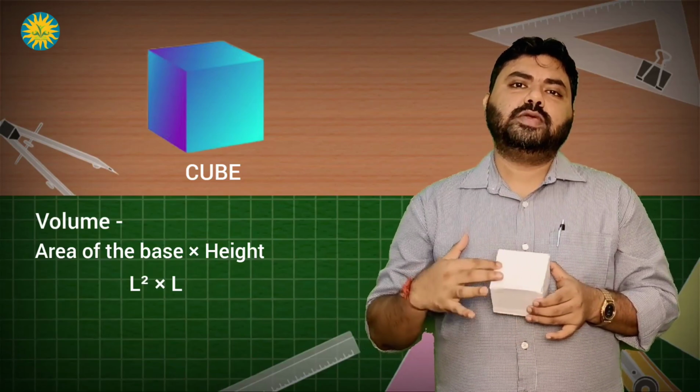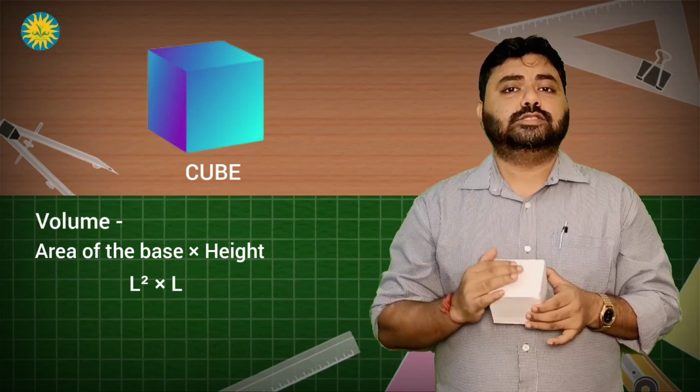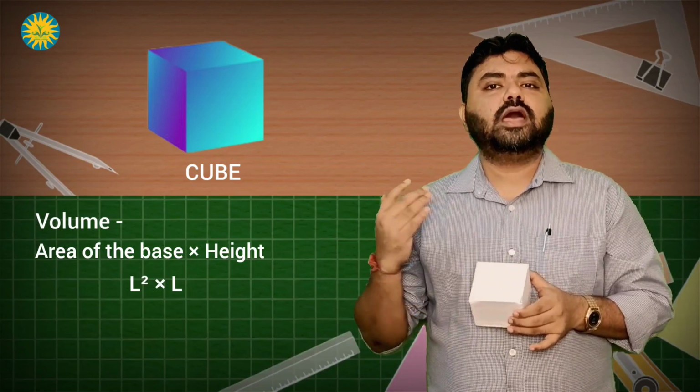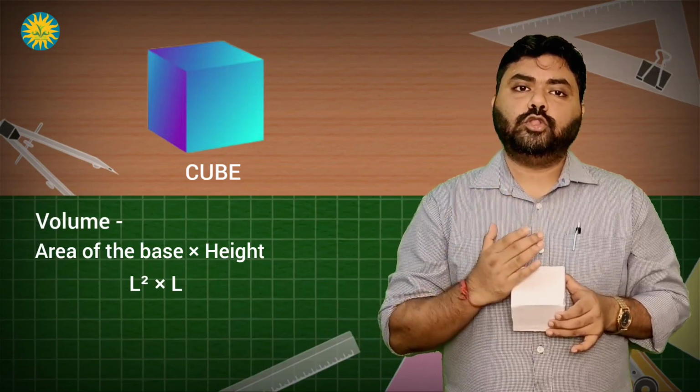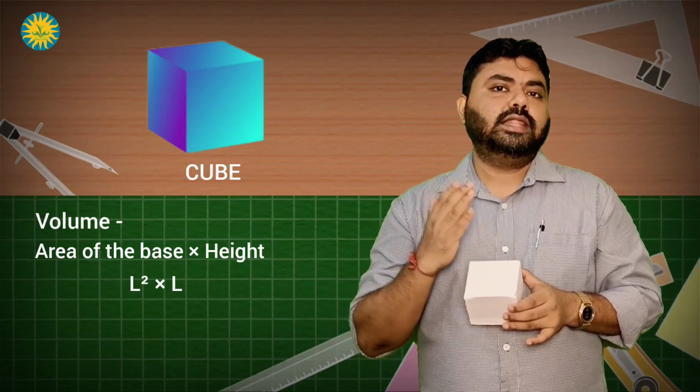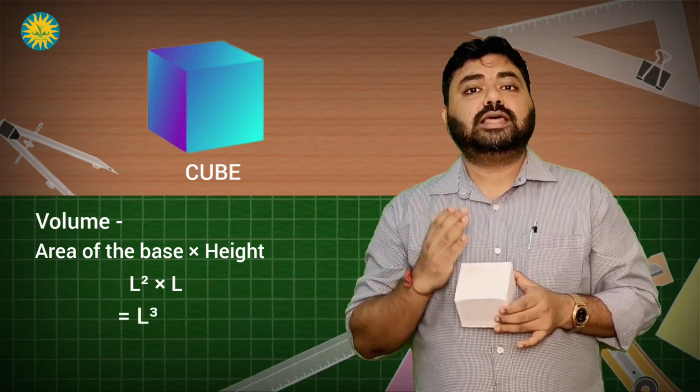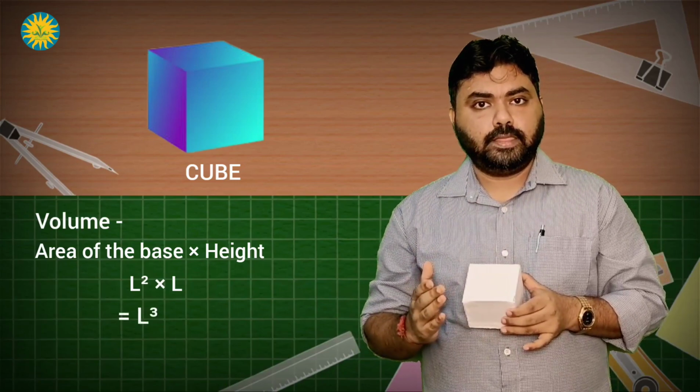Therefore, the area of the base will be L into L, that is L square, multiplied with its height. Here the height is also L. Therefore, the volume of the cube will be length into length into length, that is length cube.